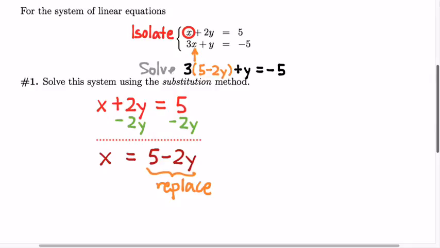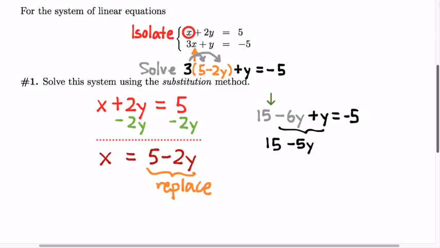How can I solve 3 times the quantity 5 minus 2y, plus y, equals negative 5? Yeah, first let's simplify the left-hand side by getting rid of those parentheses, distributing multiplication across addition. So 3 times 5 is going to give me 15. Whoops. 3 times negative 2y is minus 6y. And then I'll still have plus y equals negative 5. Okay. What's negative 6y plus y if I combine like terms? Negative 5y. So I'll have 15 minus 5y equals negative 5.